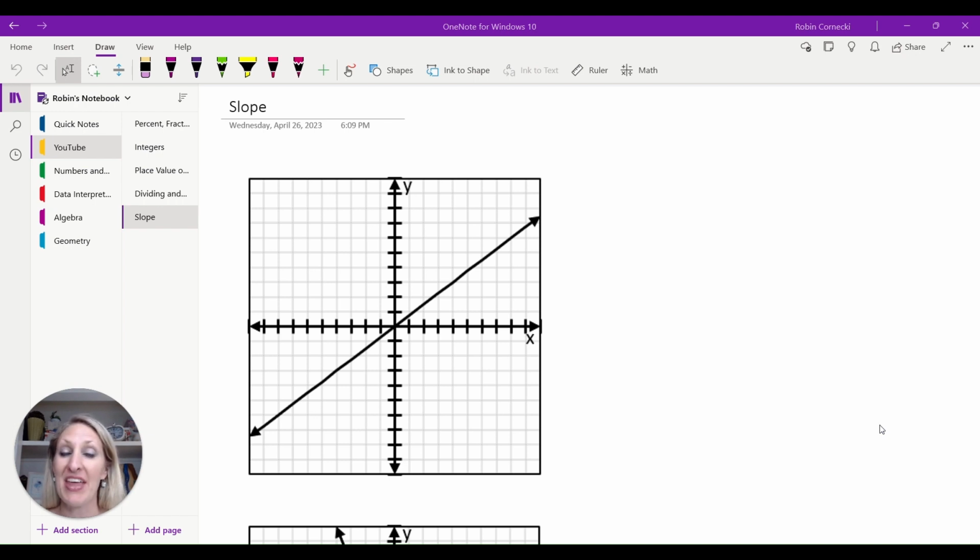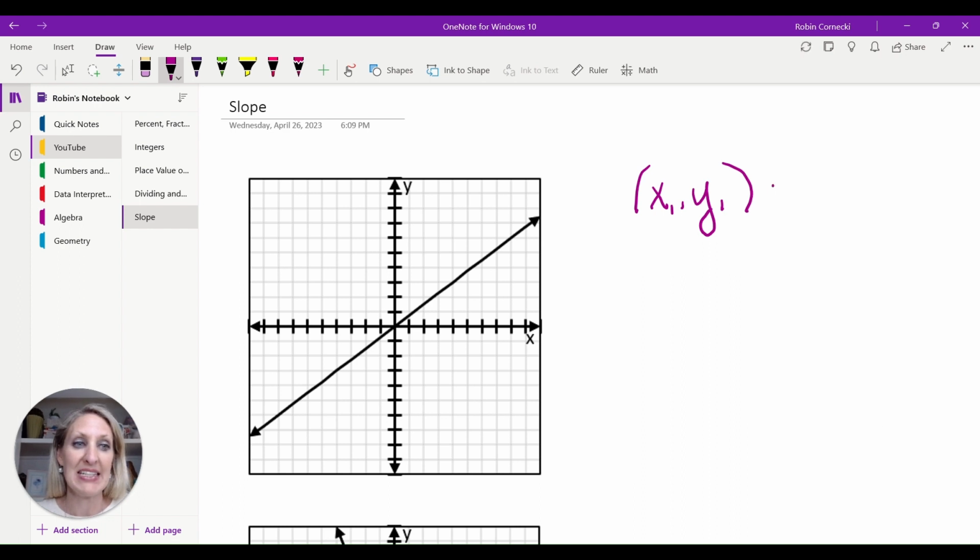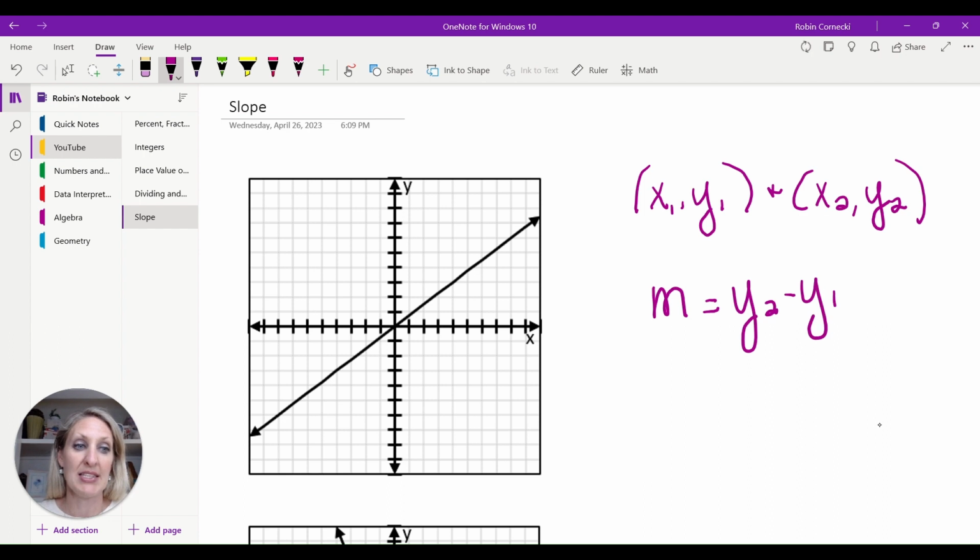One of the areas that my students struggle with is the slope formula. If you are unfamiliar with it, we know that if we have two points that lie on a line, we can say this is x1 and y1, and the second ordered pair would be x2 and y2. The slope formula is the change in y's over the change in x, or we can simply say rise over run.